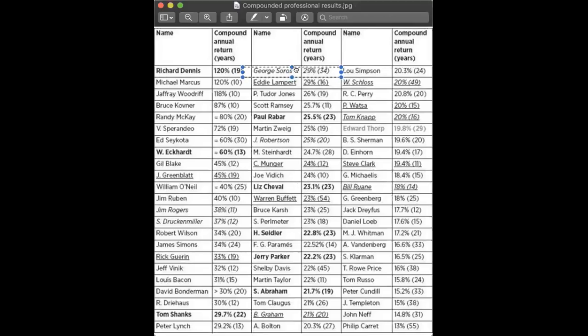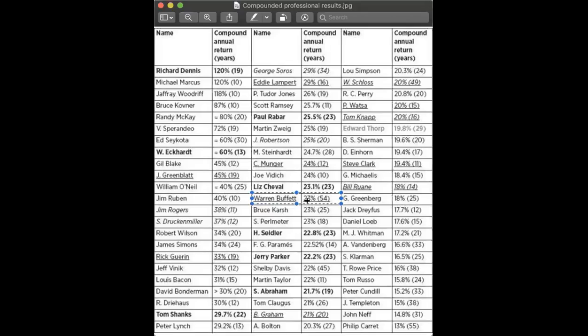George Soros is in here. There are a lot of other people. Warren Buffett is in here. You guys know Warren Buffett, obviously, right? Multi-billionaire, one of the richest people in the whole world. And how did he do it? He did it by staying consistent for 54 years, compounding and getting 23% a year. It's literally all he did, guys.